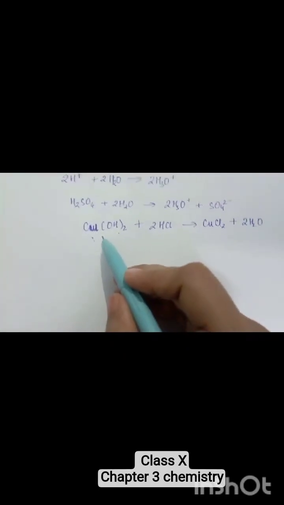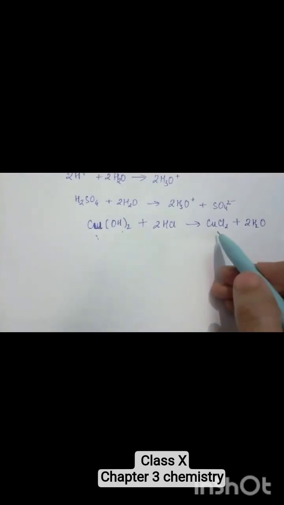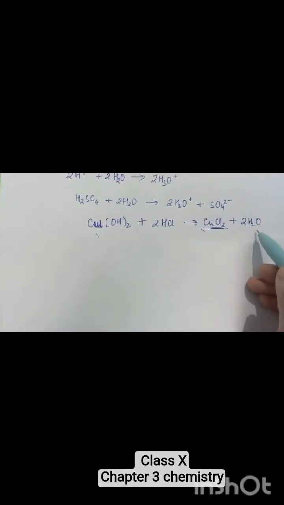So the bases, what are the bases? Bases are the hydroxides or the oxides of metals which on reaction with acid produce a salt and water, okay. So here CuCl2 is the salt, and water is being produced. Water is produced from which two ions? From H plus of the acid and OH minus of the base, okay beta.